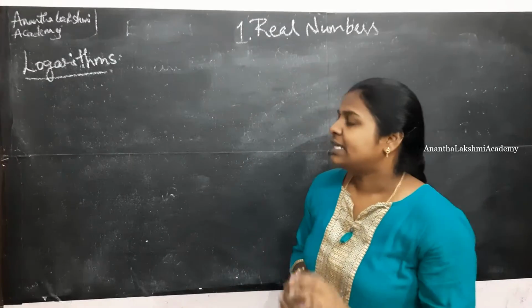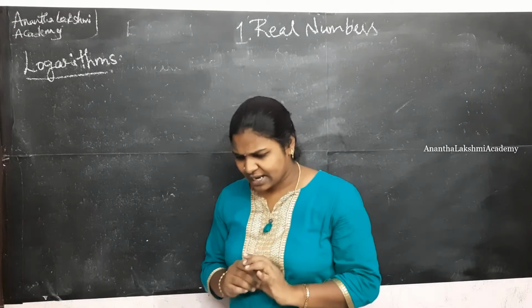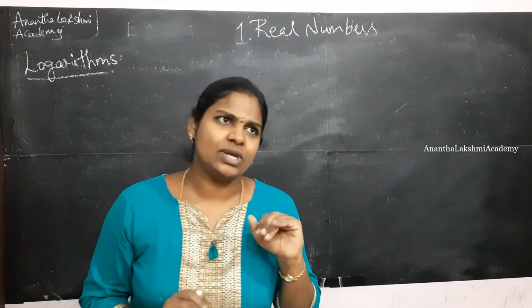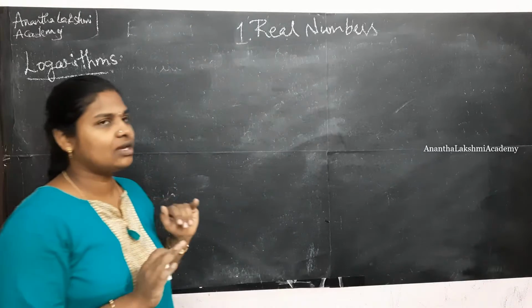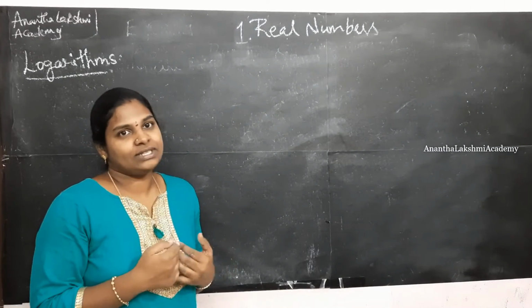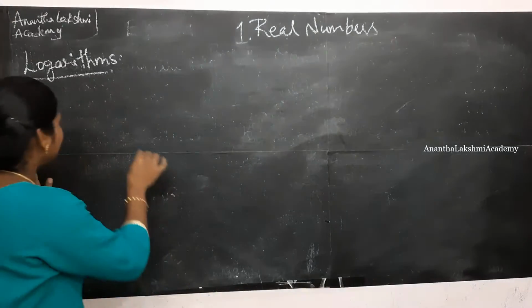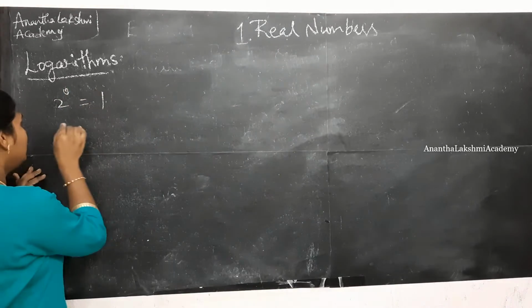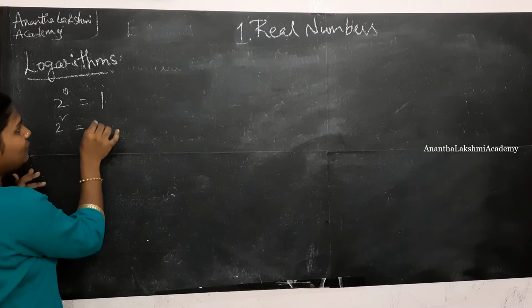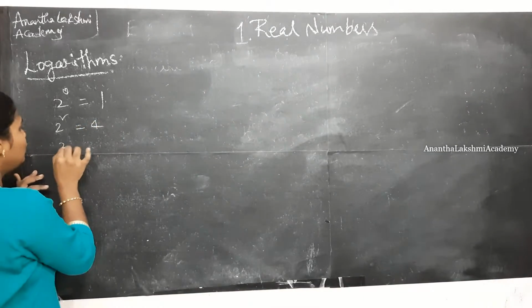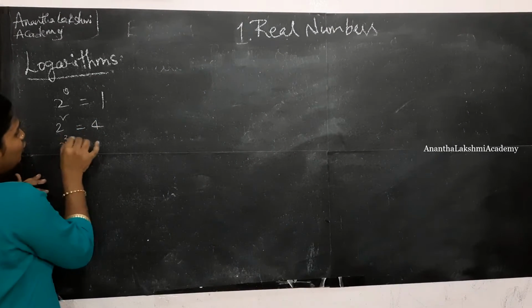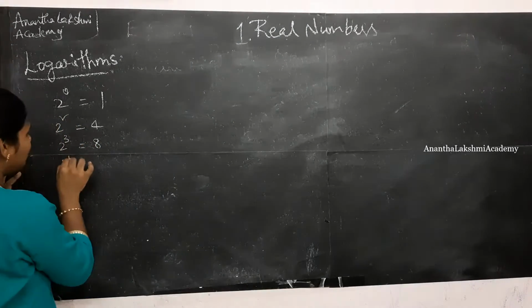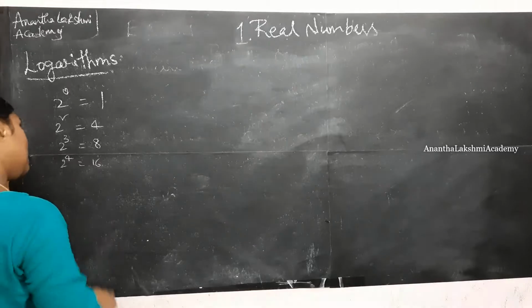Alright, so let's get to the concept of logarithms. Why and where do we use logarithms? First let's get to the exponents. You must already be familiar with the exponents part, right? Like 2 power 0, anything power 0 is 1. If I write 2 square, it is equal to 4. 2 cube becomes 8. And this goes on. 2 power 4 is equal to 16 and so on.